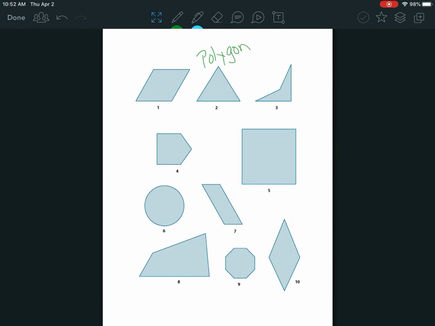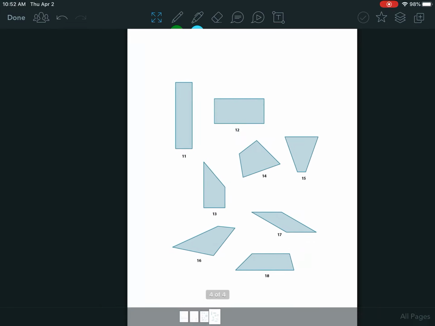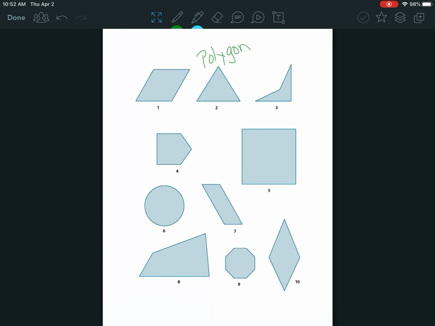So that is what you need to do. Go ahead and go through these 2 pages worth of shapes and see if you can classify them based on the traits that we've learned over the last couple days. Don't forget to do your exit ticket.